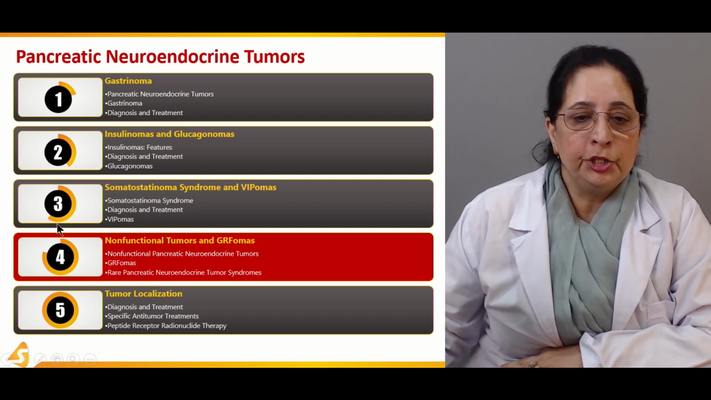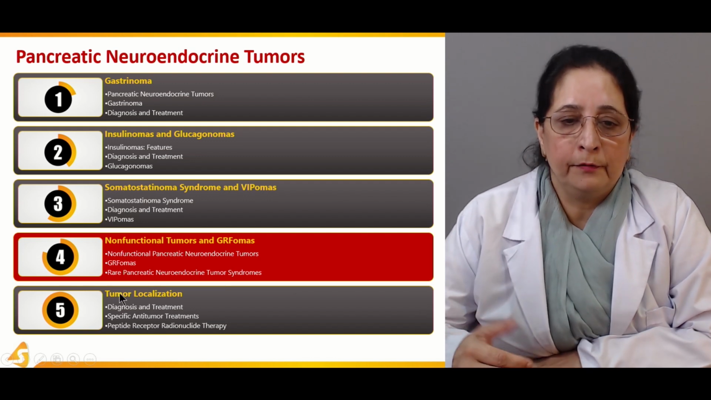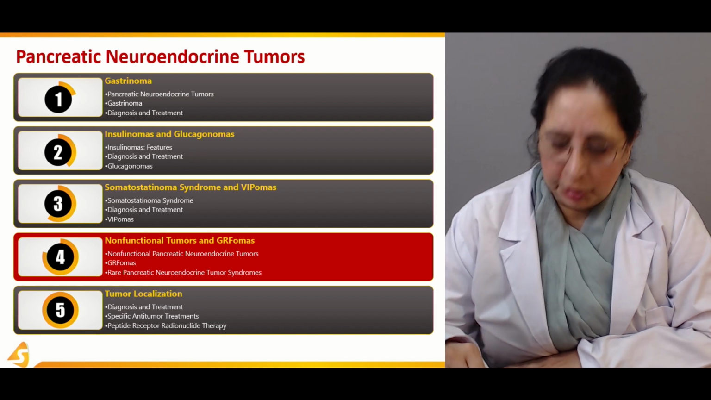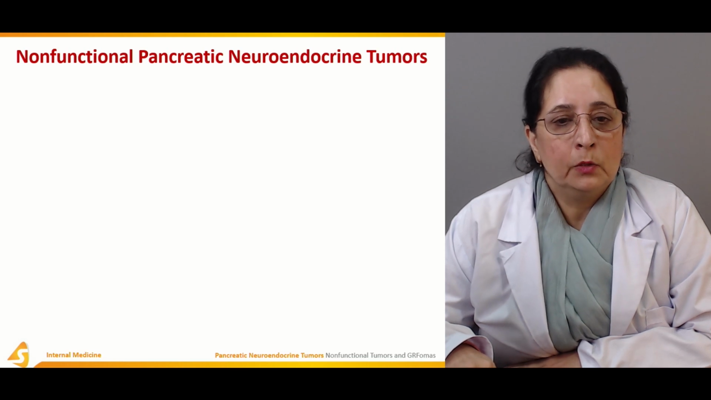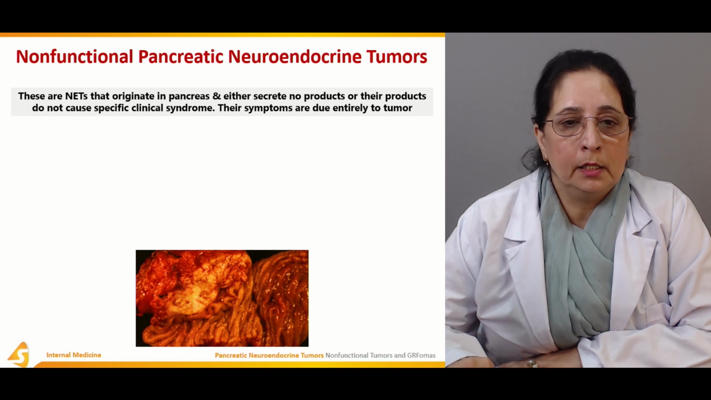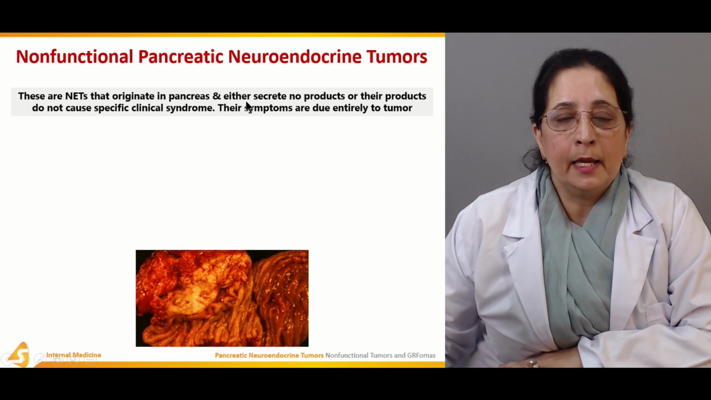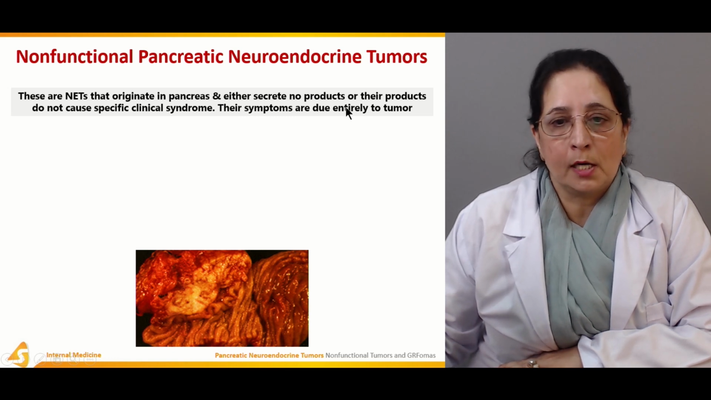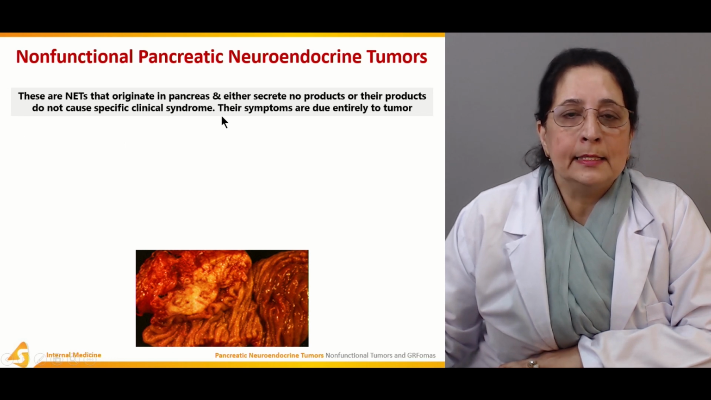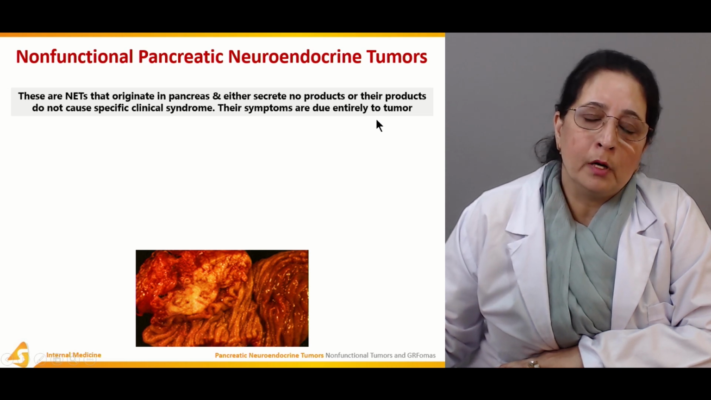Also, what are the GRFomas and also some other rare non-functional, some other rare pancreatic neuroendocrine tumor syndromes. So the non-functional pancreatic neuroendocrine tumors are the tumors that originate in the pancreas and either secrete no products or their products do not cause specific clinical syndromes. Their symptoms are due to the tumor mostly.